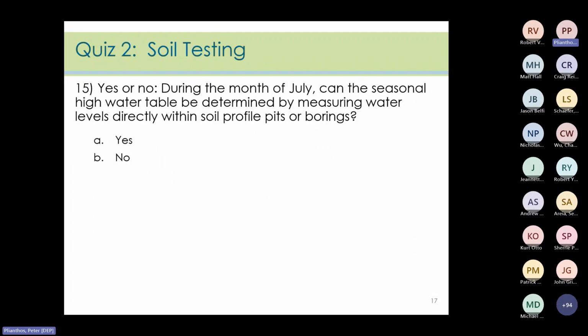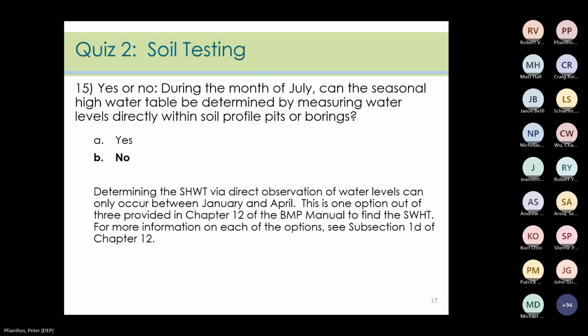Okay, number 15, yes or no? During the month of July, can the seasonal high water table be determined by measuring water levels directly within soil profile pits or borings? The answer to that is no. You can determine the seasonal high water table by measuring water levels directly within soil explorations between January and April only.